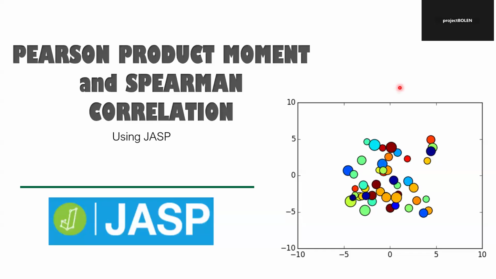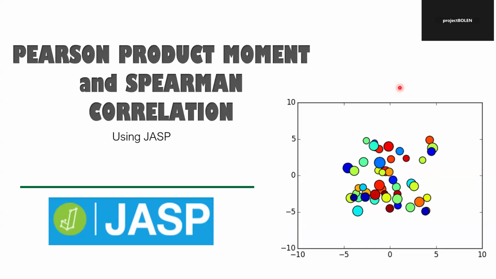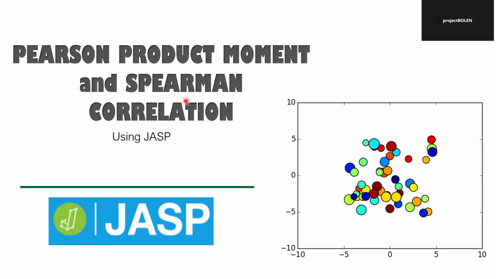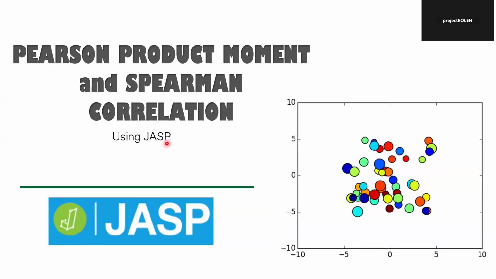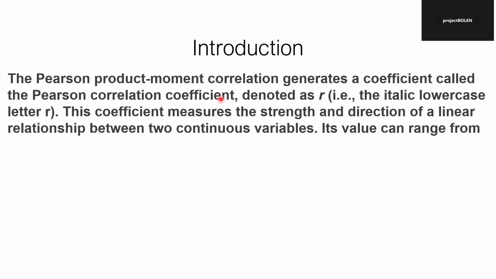All right, in this module, we're going to focus on Pearson product moment correlation and also its non-parametric equivalent, which is what we refer to as the Spearman correlation with using JASP. Now, the Pearson product moment correlation generates a coefficient which we call the Pearson correlation coefficient, which is denoted by letter R. And this coefficient measures the strength and direction of a linear relationship between two continuous variables.